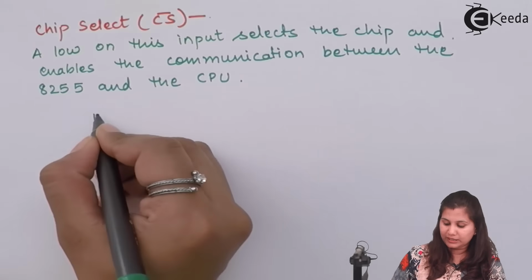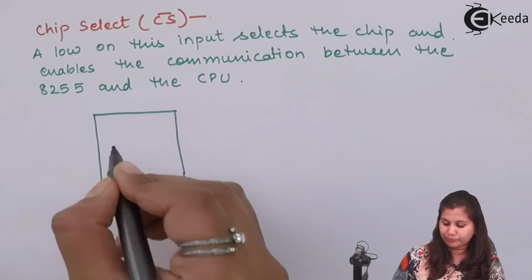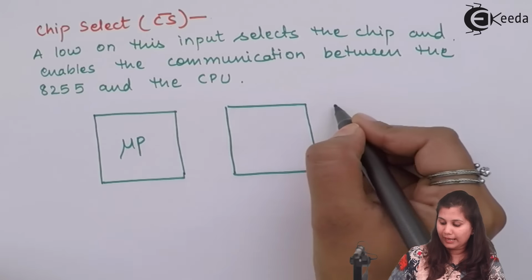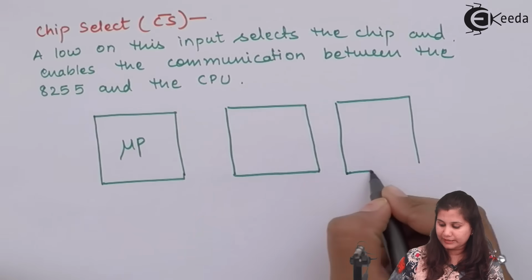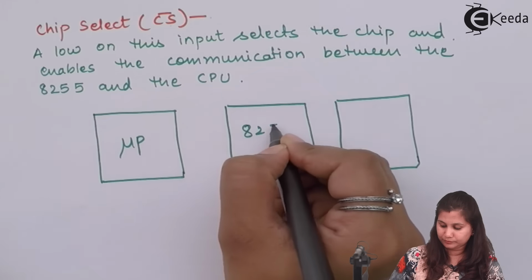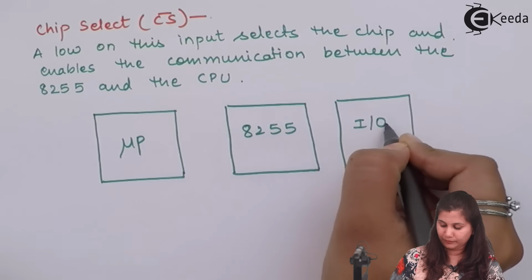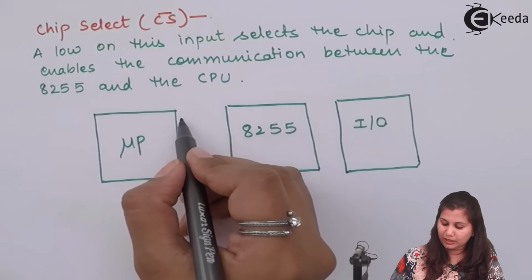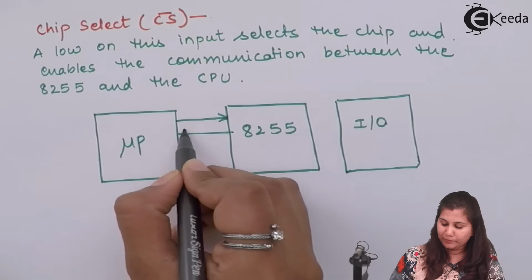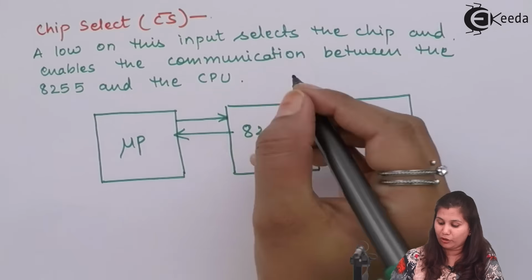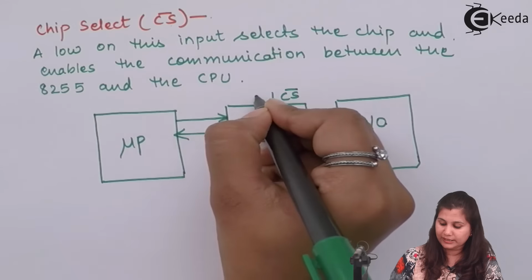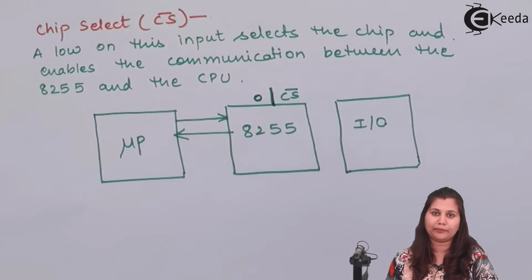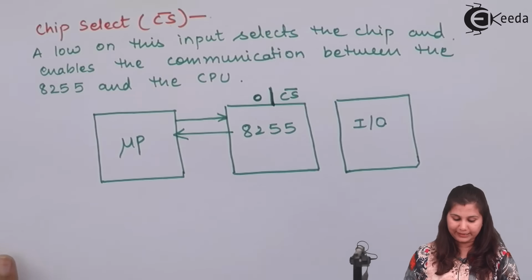So here if we see, this is our microprocessor. Here we have the 8255 and here we have the input output devices. If we have selected the chip, then it will enable the communication between the microprocessor and the 8255. When a low is provided on this chip select signal, then the communication will be performed. So this is the use of the chip select signal.